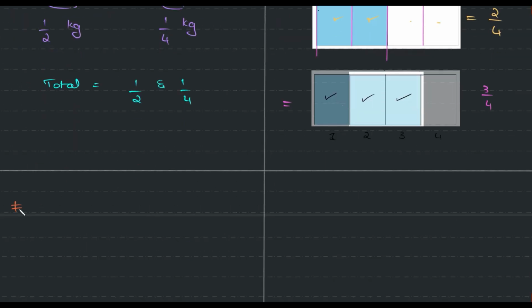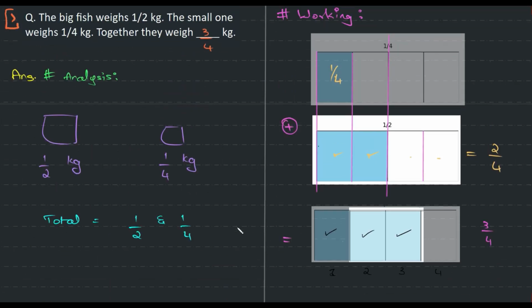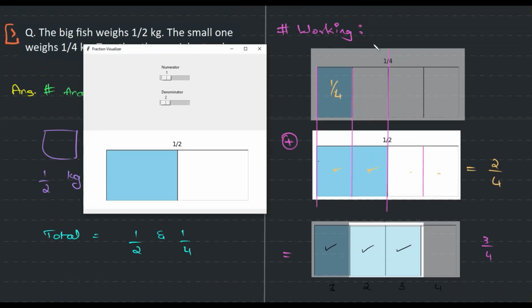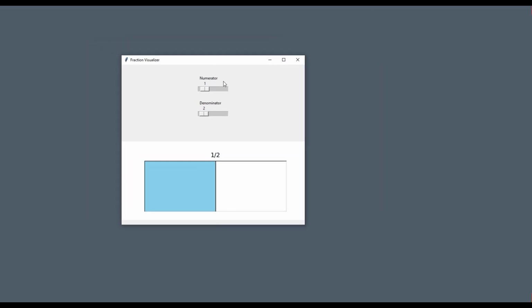So I'll write the conclusion over here. Total weight is equal to 3 by 4 kg. Again, guys, the fundamental aspect to any fraction is that we have to divide it into equal parts. Okay, let me make it more clear.